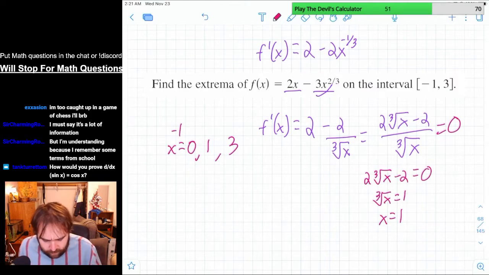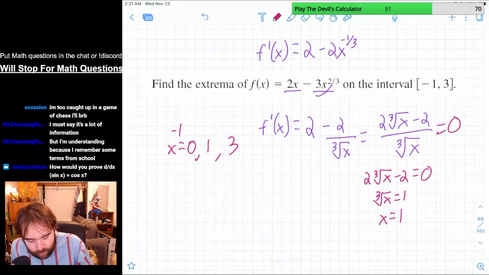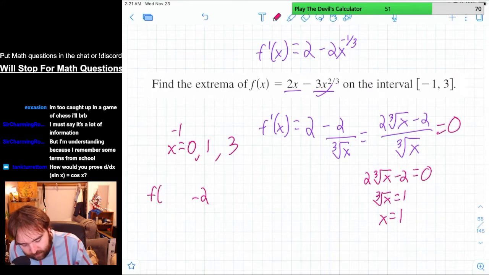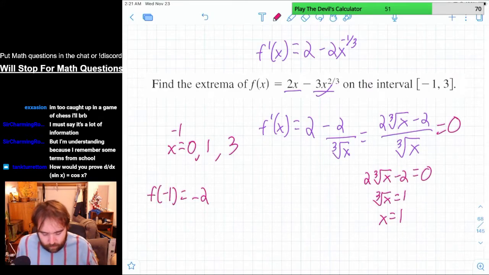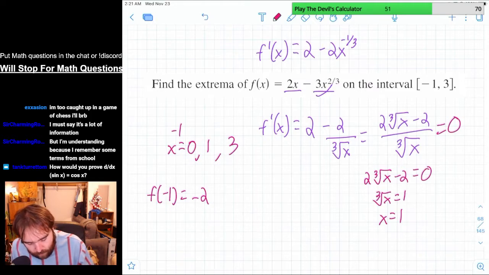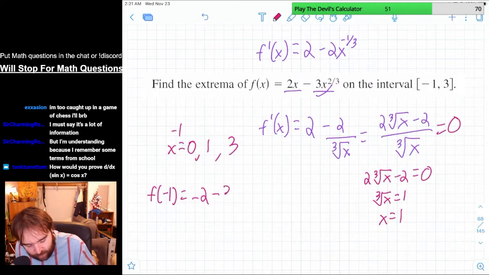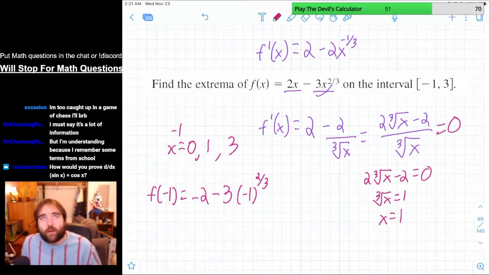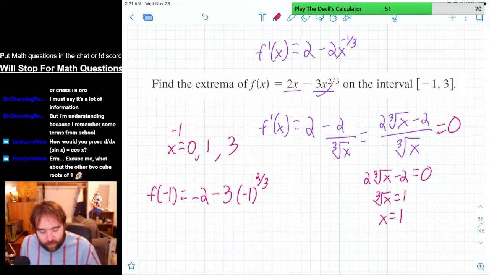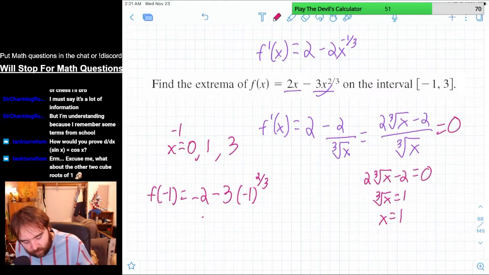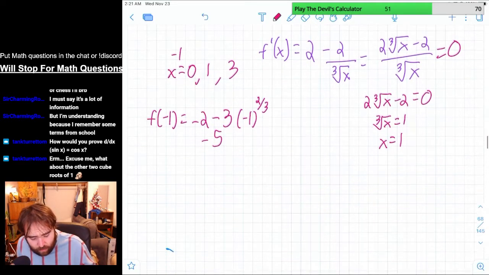So let's just do that. We're going to plug it into the original function, not the derivative. So you plug in negative 1, you get negative 2. I guess I'll write it out. So f of negative 1 equals negative 2 minus, I'm going to write that out for now, negative 1 to the 2/3. Well, that's just squared. That's always going to come out positive if we plug in 1, because we squared, it's positive 1, and it's the cube root of positive 1, which is 1. So 3 times 1 is 3, so it's just negative 2 minus 3. So that's negative 5 there.